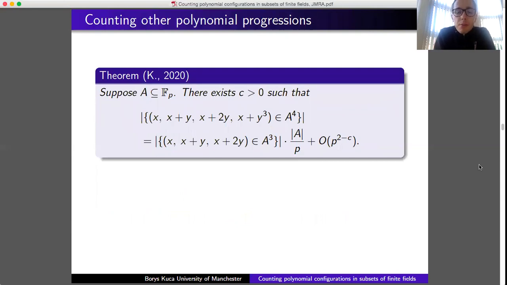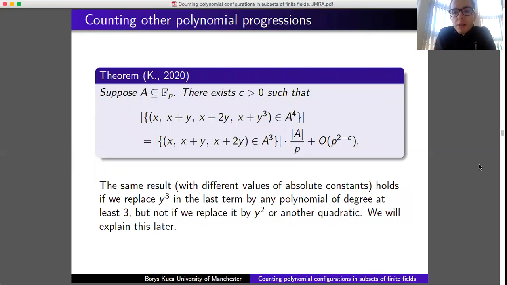Another configuration that might be of interest is something like this. So here we have a three-term arithmetic progression and an extra nonlinear term of the form x plus y cubed. And what I showed here is that the number of these configurations in A equals the number of three-term arithmetic progressions times the density of A plus an error term. By the density of A, I mean the size of A divided by p.